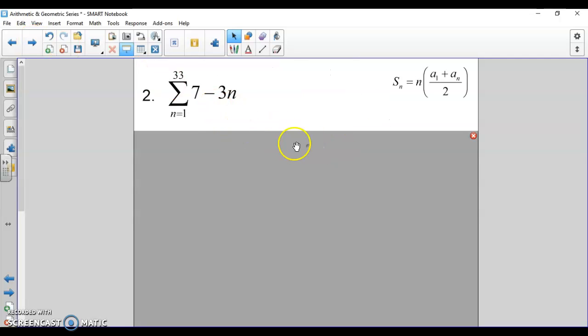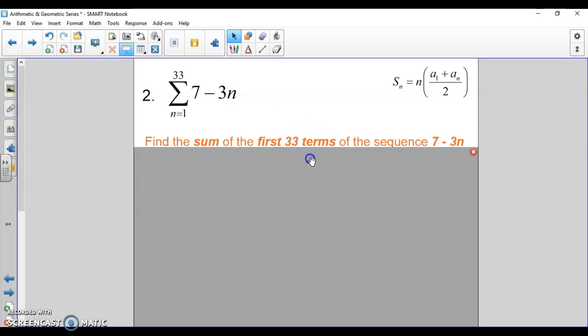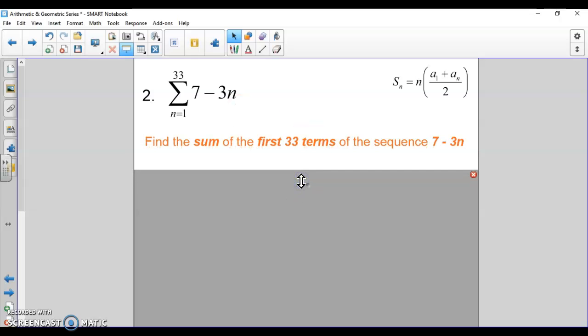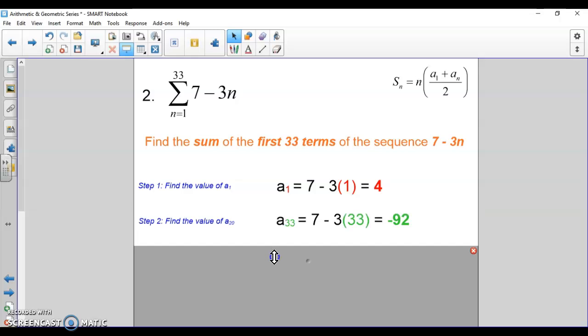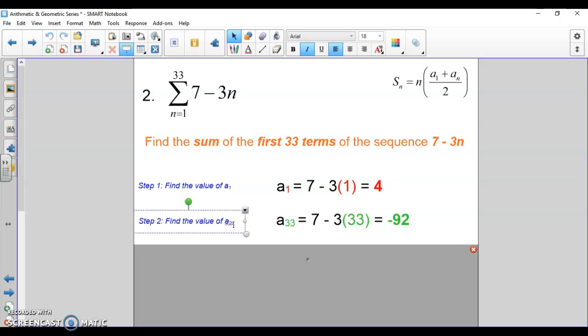Alright? Let's get one more, very similar to this. Different sequence. We have a negative common difference here. So again, in words, what this is saying is find the sum of the first 33 terms of the sequence 7 minus 3n. First step, find the value of the first term. Plug in 1. See what you get. I get 4. Find the value of a sub 33. I plug in 33, see what I get. I get negative 92.